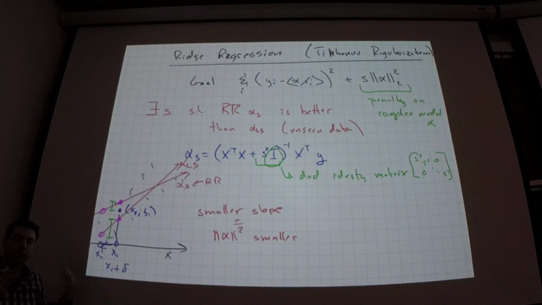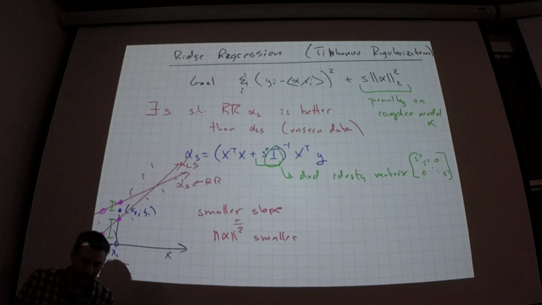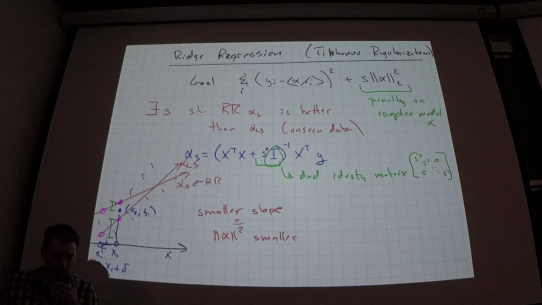So if you know there's error in the x value because you've discretized things, for instance, then this is a good idea. All right. So there are other ways that this is useful as well.